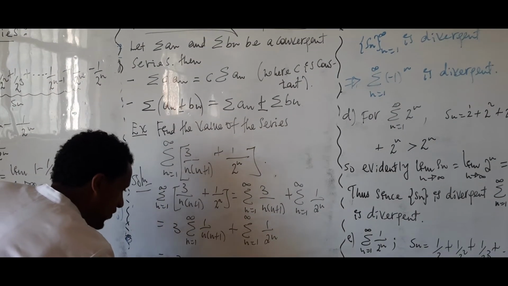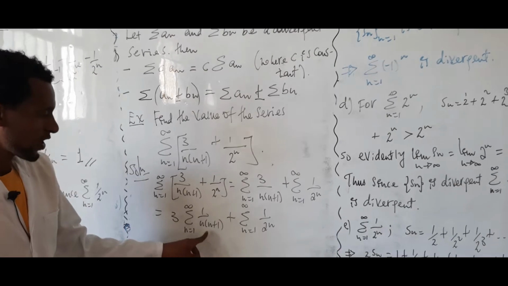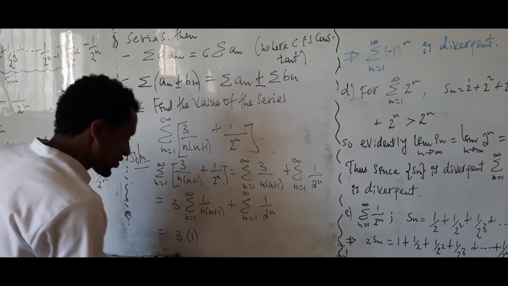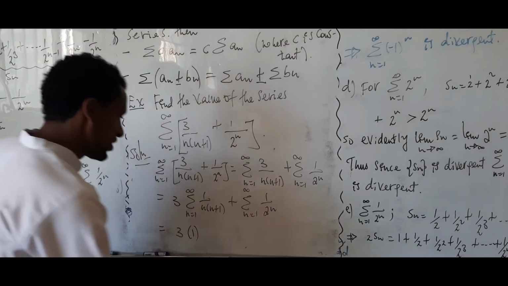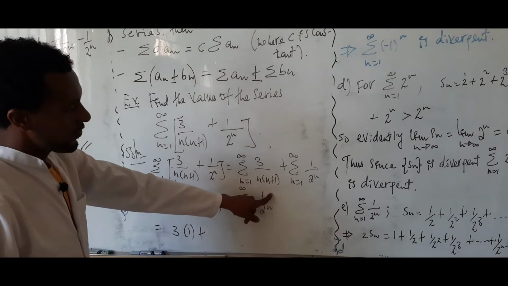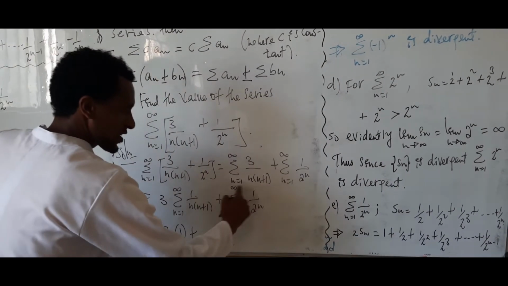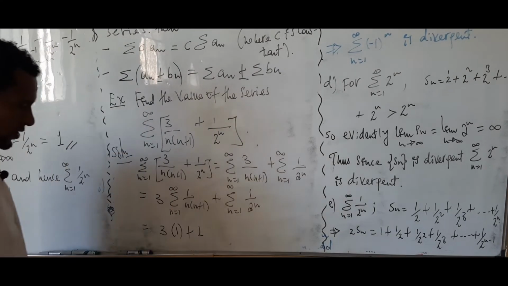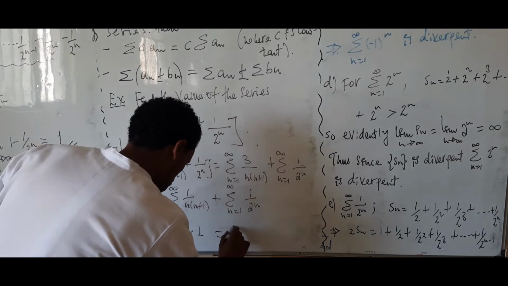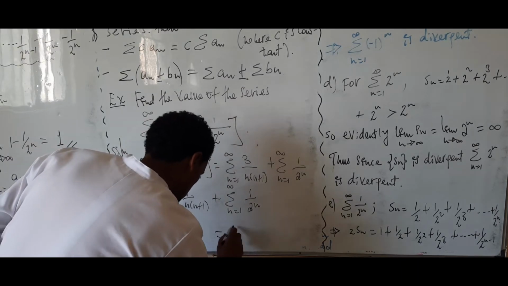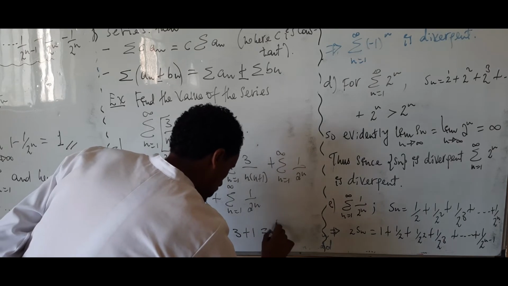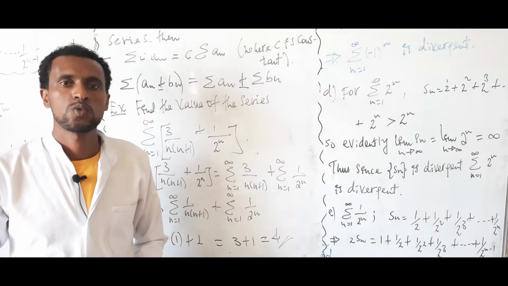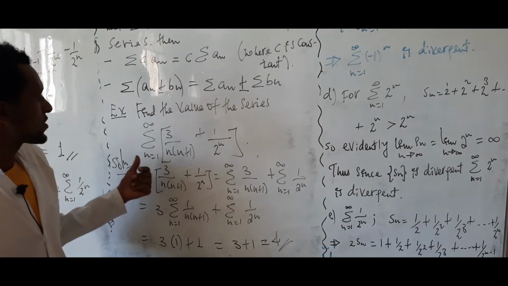As we have already seen, the series 1 over n times n plus 1 converges to 1. So this is equal to 3 times 1 plus, as we have also seen, the sum of 1 over 2 to the power of n from 1 to infinity, which is 1. So this is equal to 3 plus 1, that is equal to 4. So this property of the series enables us to determine the value of the series.